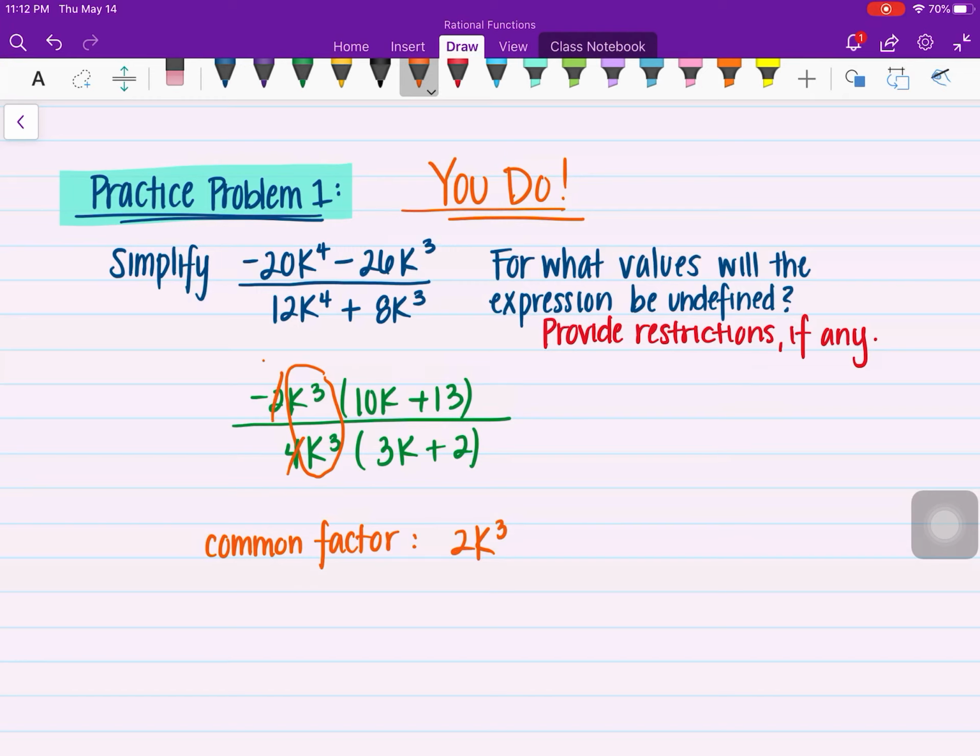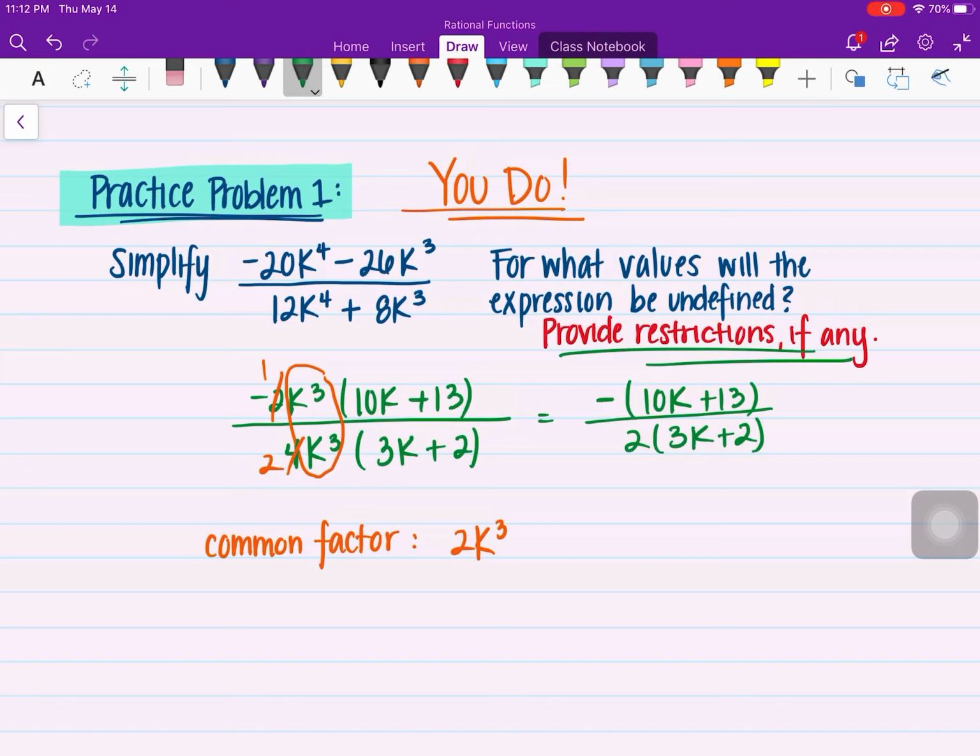Let's go ahead and simplify this out. This becomes a 1, that becomes a 2, and let's rewrite this. We have a negative 1, but it's invisible, so I don't need to include it, plus 13, over 2, times (3k + 2). This is just one way for you guys to express the simplest form of it, but we still need to look and see if we have any restrictions.